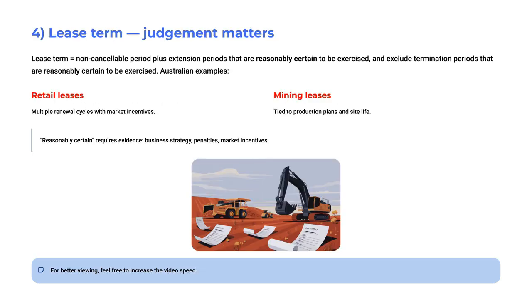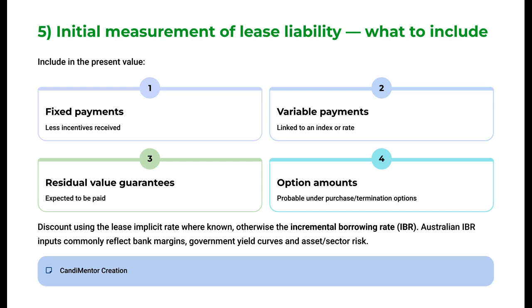Lease term, judgment matters. Lease term equals the non-cancelable period plus extension periods that are reasonably certain to be exercised, and termination periods that are not reasonably certain to be exercised. Australian examples: retail leases with multiple renewal cycles, mining leases tied to production plans. Reasonably certain requires evidence: business strategy, penalties, market incentives.